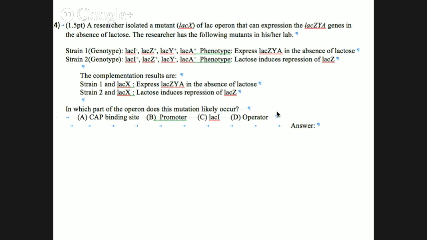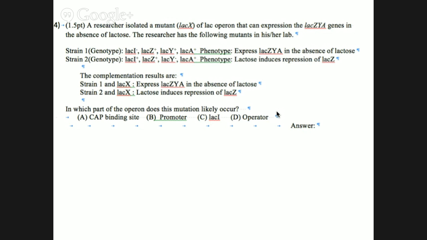Okay, and lacZ plus, lacY plus, lacA plus, this is functional. So that's the genotype, that's the phenotype. And basically this one also expresses lacZYA in the absence of lactose, because this one doesn't have a functional repressor. So when the repressor is not even there, the lactose really doesn't matter anymore. So, okay.